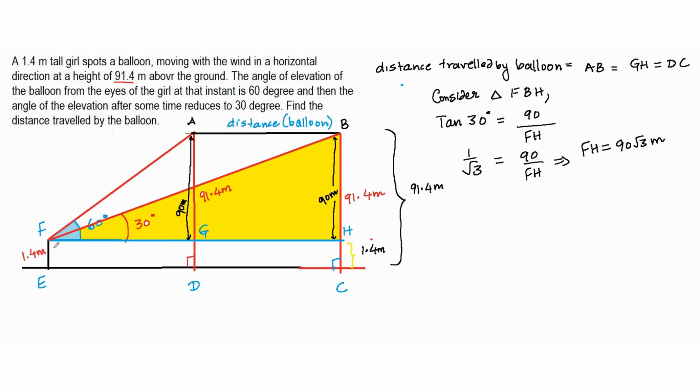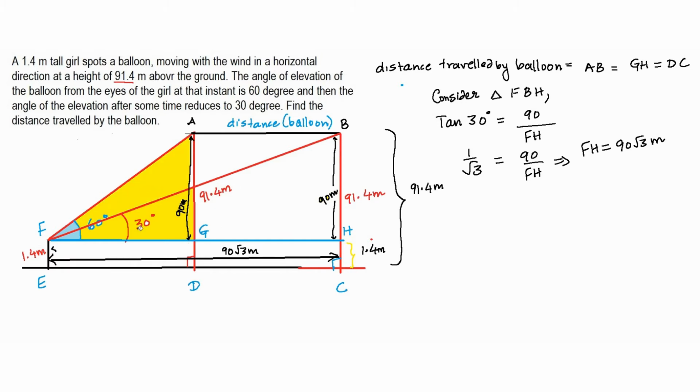So this entire horizontal length is 90 root 3 meters, right? This is 90 root 3 meters. And now I am going to consider the triangle FAG. So let us now shade the triangle FAG.